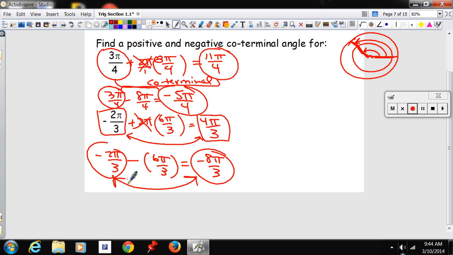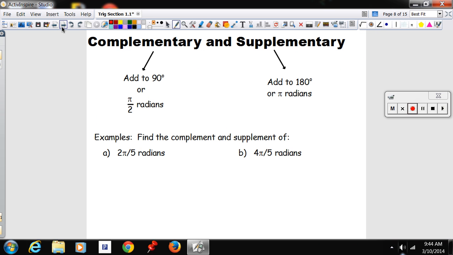And we have one last slide that I want to do today, and then we'll move on for tomorrow. So this will be part 1 video on the notes. We good here? Okay, we got complementary and supplementary. We recognize those words, hopefully. Complementary are angles that add up to 90 degrees.